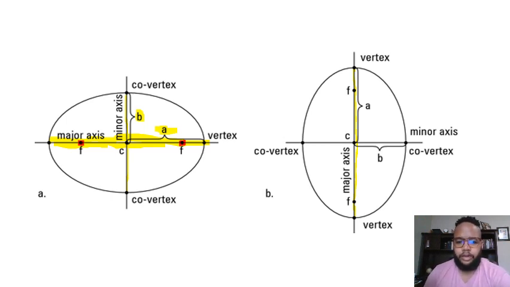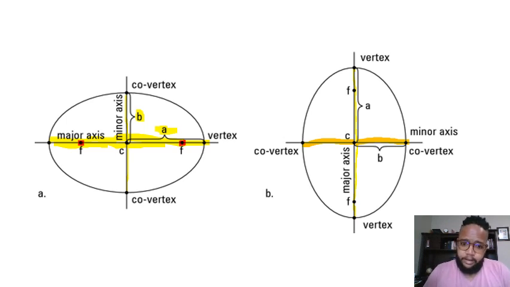Let's go through the vertical, which is pretty much the same thing. If you go A units up and down, you get the two vertices. If you go B units left and right, you're going to get the covertices. The length of the major axis is still 2A. Length of the minor axis, still 2B. All distances you take from the center, up, down, left, and right, just like you would the circle.